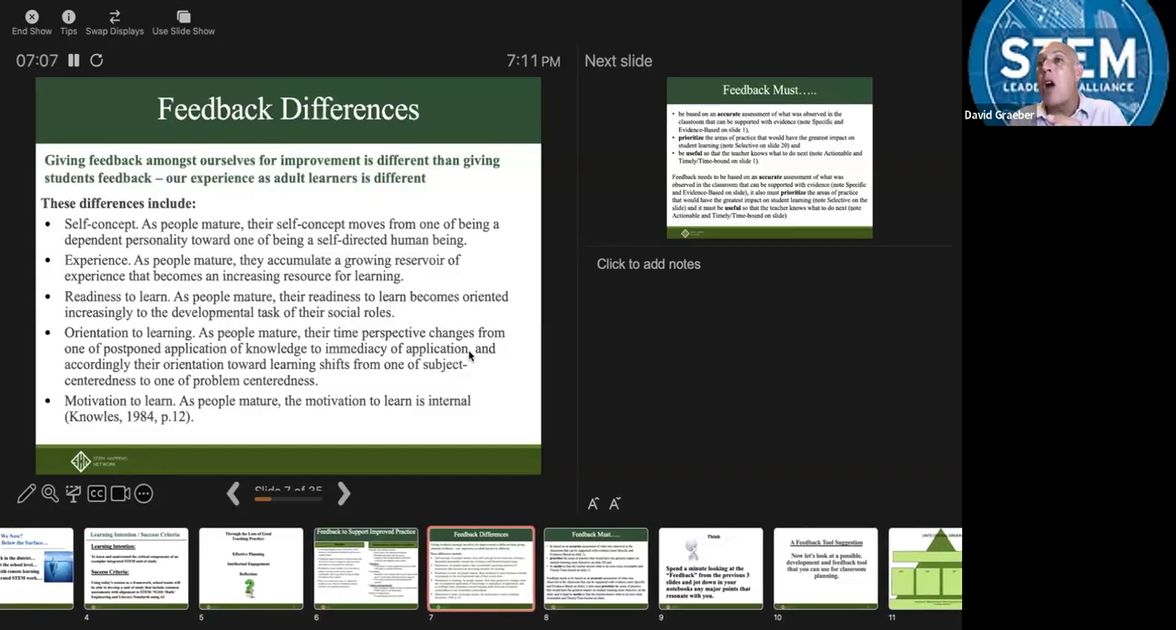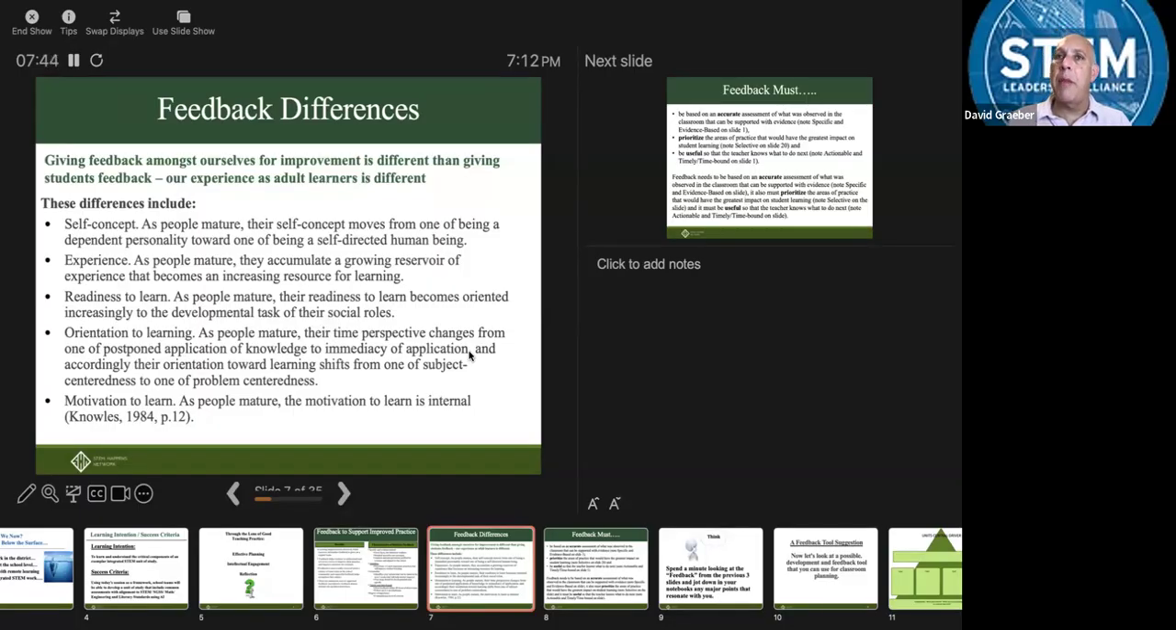We're giving feedback here amongst ourselves, not teacher to student, not principal to teacher, not superintendent to principal, right? This is more about giving feedback amongst ourselves as a planning team. Again, whether that team is vertical or on a specific grade level, whatever it might be, right? Everybody's experience as adult learners is different. So the differences include, as people, their self-concept. As people mature in the practice, their self-concept moves from one of being dependent to one of being self-directed. So they're able to take ownership of the work that they're contributing to the planning process, right?